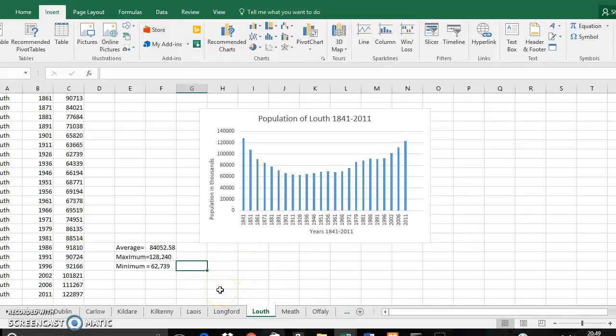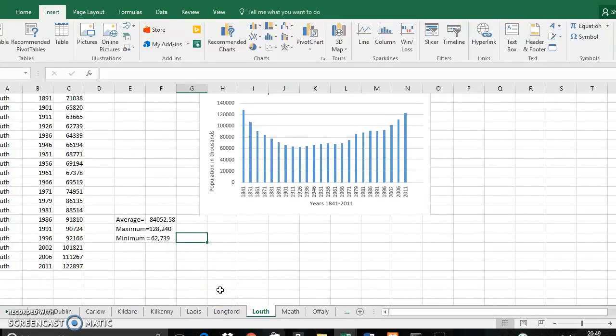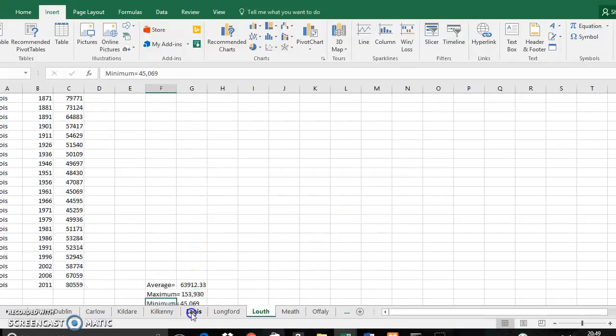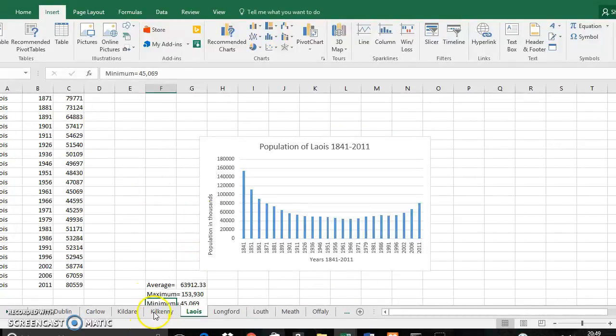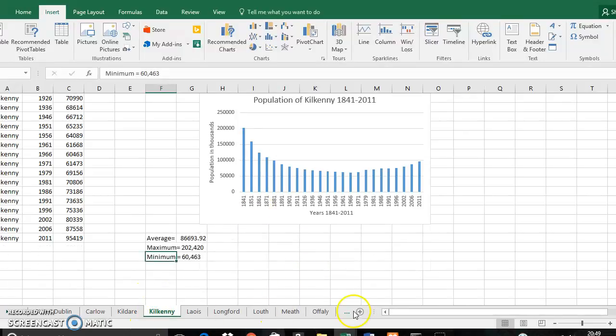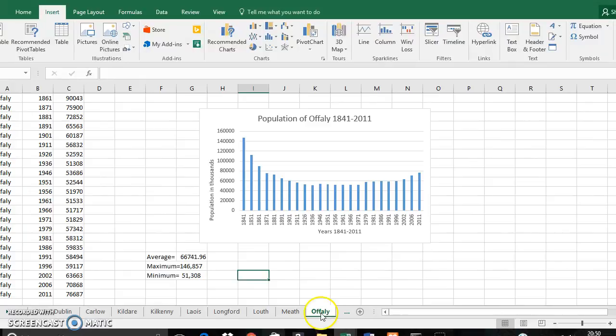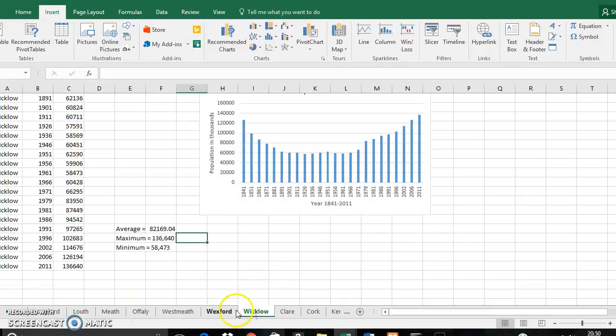and you could say the same with Louth as well, and Laois, and Kilkenny. If we were to keep going, all the counties are like that, and there's the average and mean, but I'm not going to go through all 32 of them. You can just see them there.